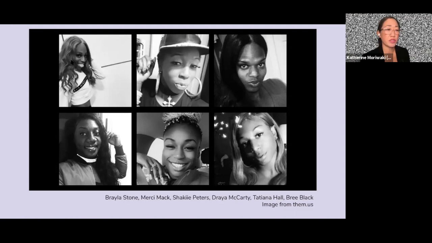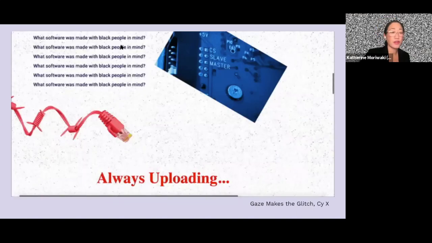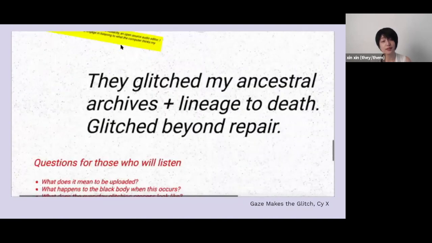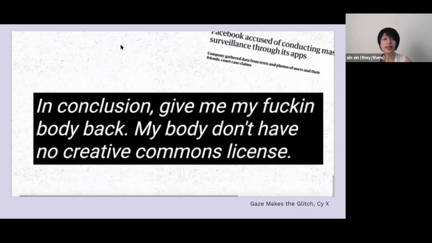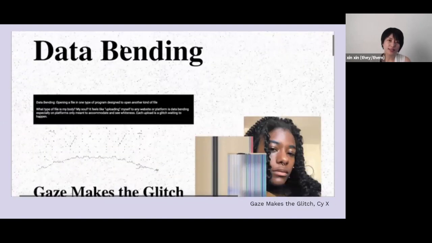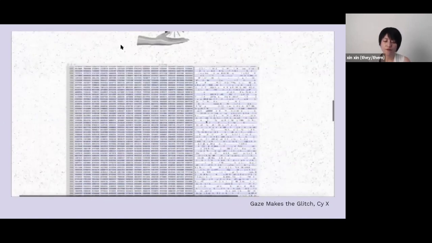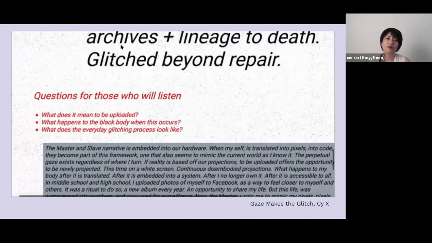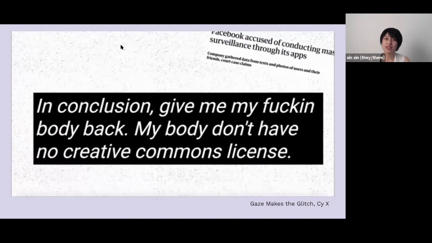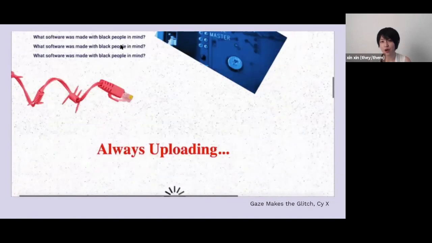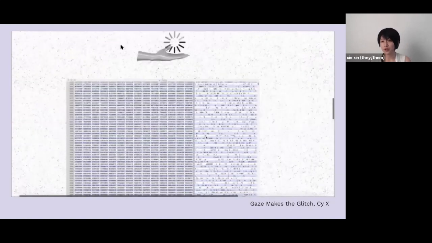You see a discrepancy between the valuing of whiteness over Blackness in these kinds of situations. Okay, so the next project here, called Gaze Makes the Glitch by SciX, created for Coding Societies at the School for Poetic Computation. Here, Sci is very much thinking about how glitch can be used as a way to address the gaze from white supremacists on top of Black bodies.